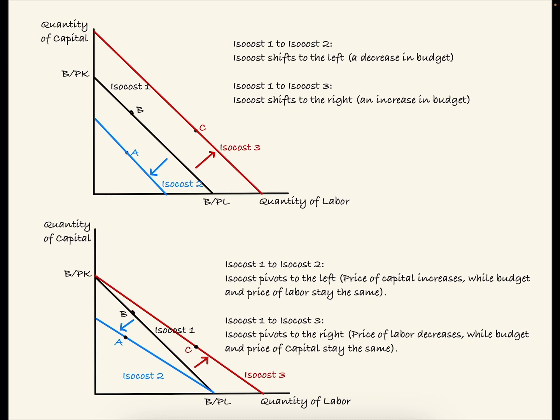Now let's take a look at the second example. Isocost 1 to isocost 2, represented by the blue arrow. The isocost pivots to the left, which means the price of capital increases while budget and the price of labor stay the same. From isocost 1 to isocost 3, in our example represented by the red arrow, the isocost pivots to the right. The price of labor decreases while budget and price of capital stay the same.